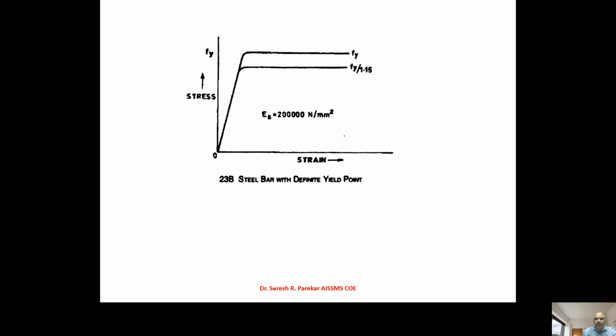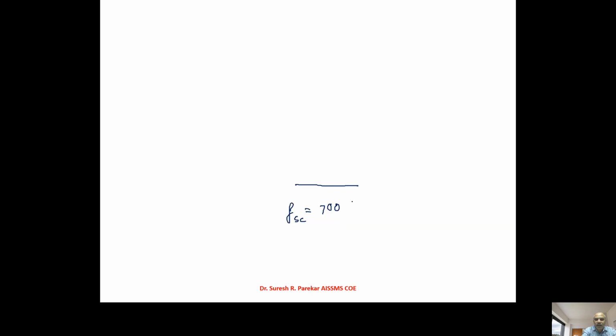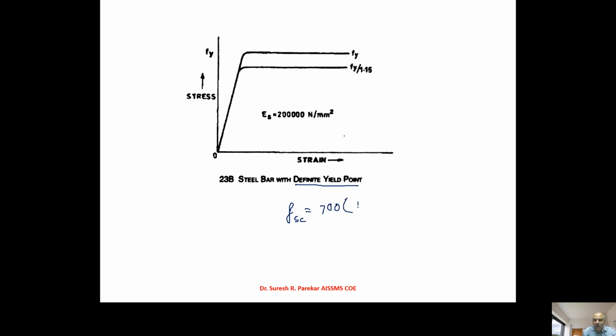Now you can see this was for fy 250, or we can say mild steel, because they have a definite yield point. Due to this we calculate fsc equal to 700 (1 minus dc upon xu). Always keep in mind the values in both cases should be less than or equal to 0.87 fy. So these all we have for mild steel, where we have a definite yield point.